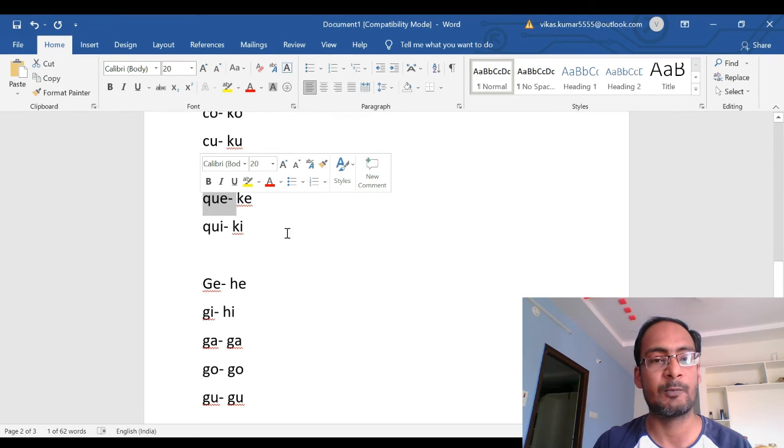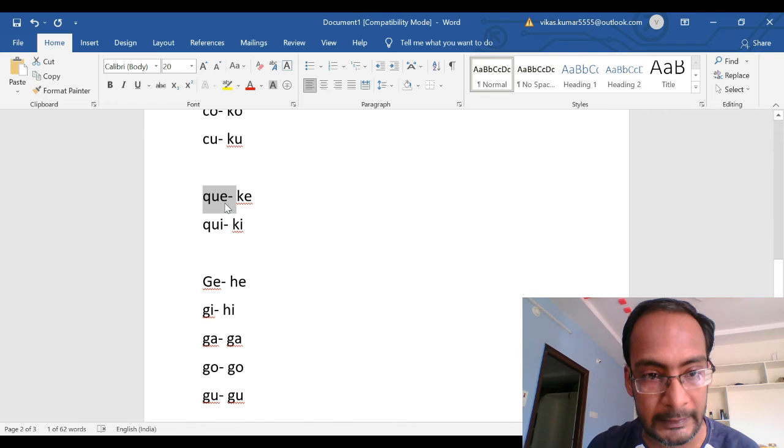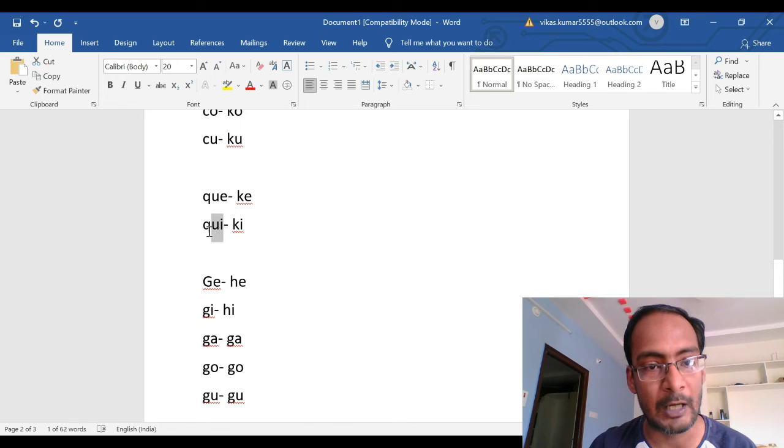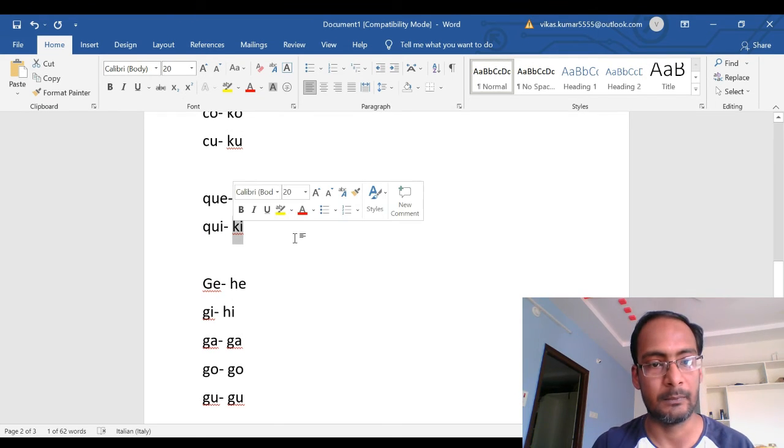QUE is pronounced as ke. Whenever you need to write the ke sound, we need to write QUE. Similarly, QUI sounds as ki.